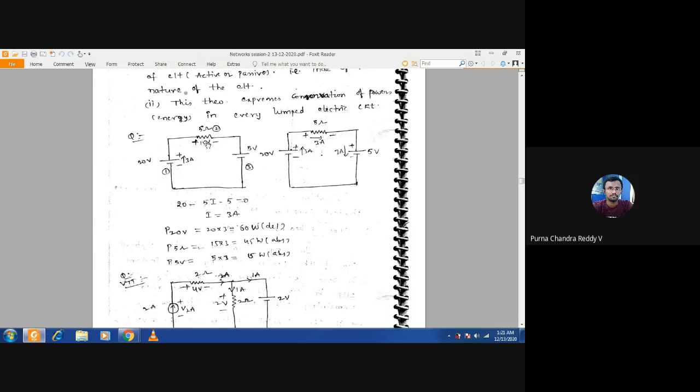The voltage is 15. How do you get 15? By using Ohm's law. V is equal to I into R. I is 3 and R is 5. 5 into 3 is 15. So the power absorbed by the 5 ohm resistor is 15 into 3. Now here also it is from plus to minus or not? Yes, sir. So that's why absorbed is positive 15 into 3.